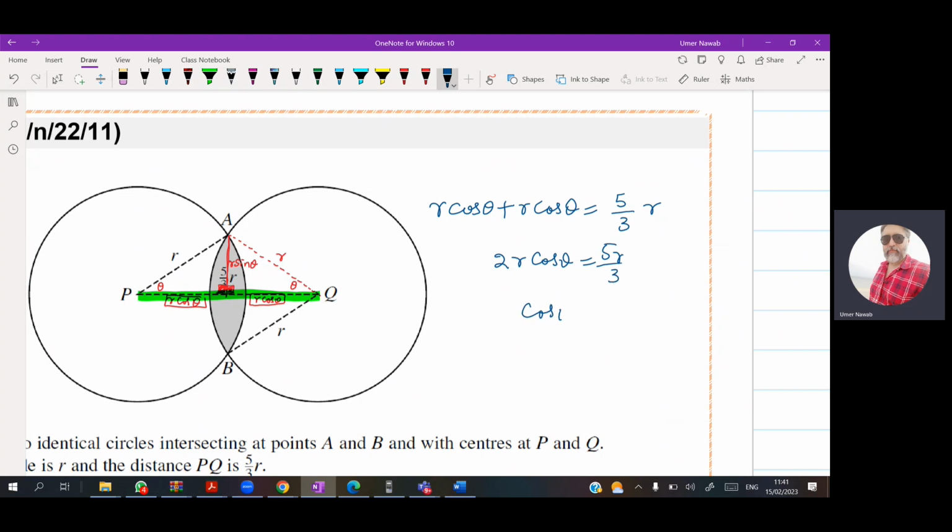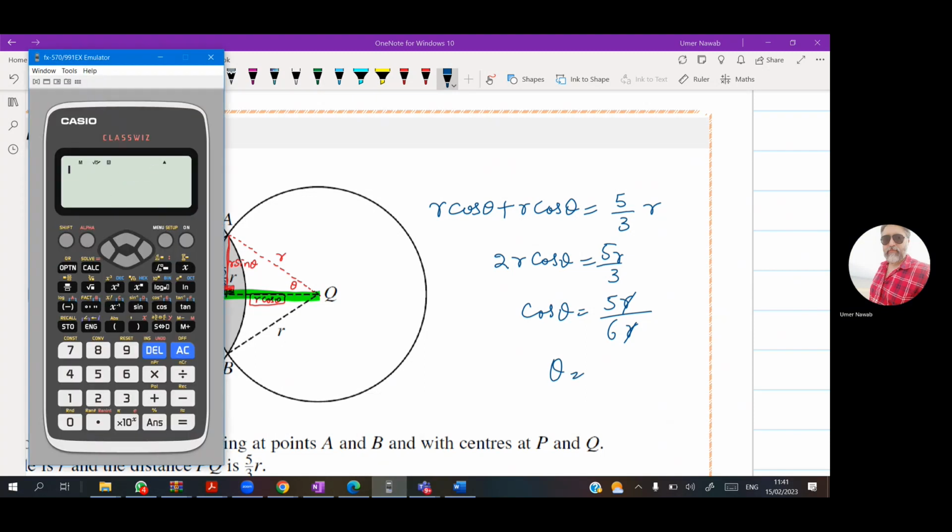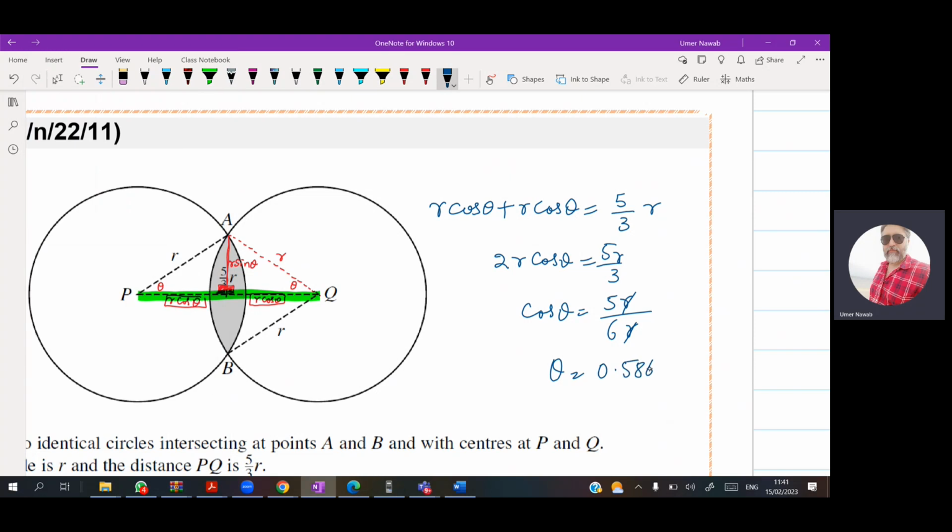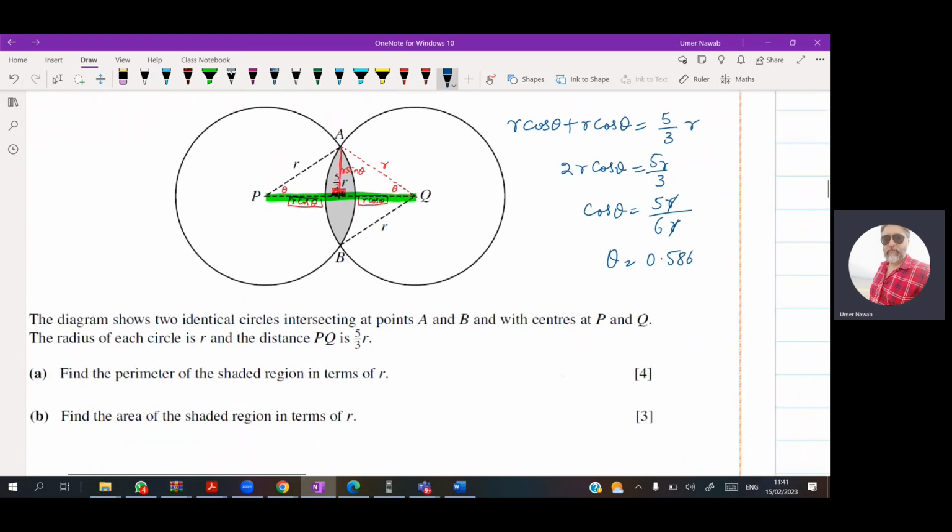Can I send the things to the other side? 5r over 6r, because 2 multiplied with 3 is 6, and r also. So can I cancel r with the r? Wow, it helps us to get the value of theta, guys. So theta is equal to shift cosine, your calculator must be in radian mode, 5 over 6: 0.586. So we found the angle theta.